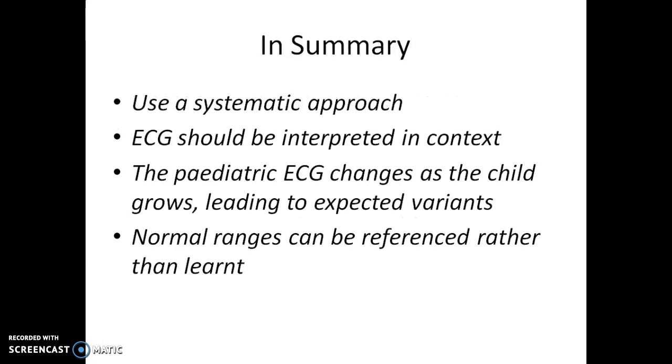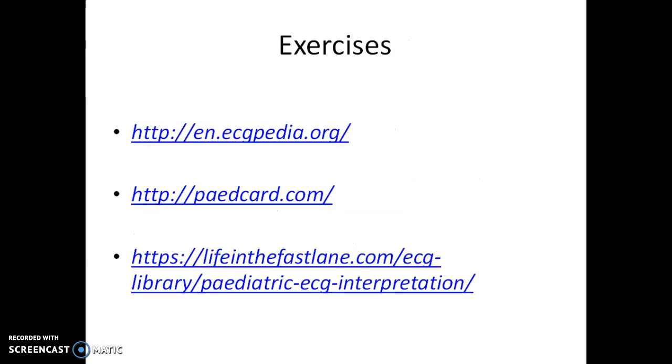So in summary, use a systematic approach, same as you would do in adults. Make sure to interpret it in context when you request an ECG, because often the clue would be there. Remember that the ECG changes as a child grows, so you get some variants which are expected but can look really abnormal. And don't worry to learn all the normal ranges. Some of them you'll pick up as you practice, but you can reference them as you go along. Here are some exercises that I would want you all to look at just to practice, and I'll put these up as well to link in.